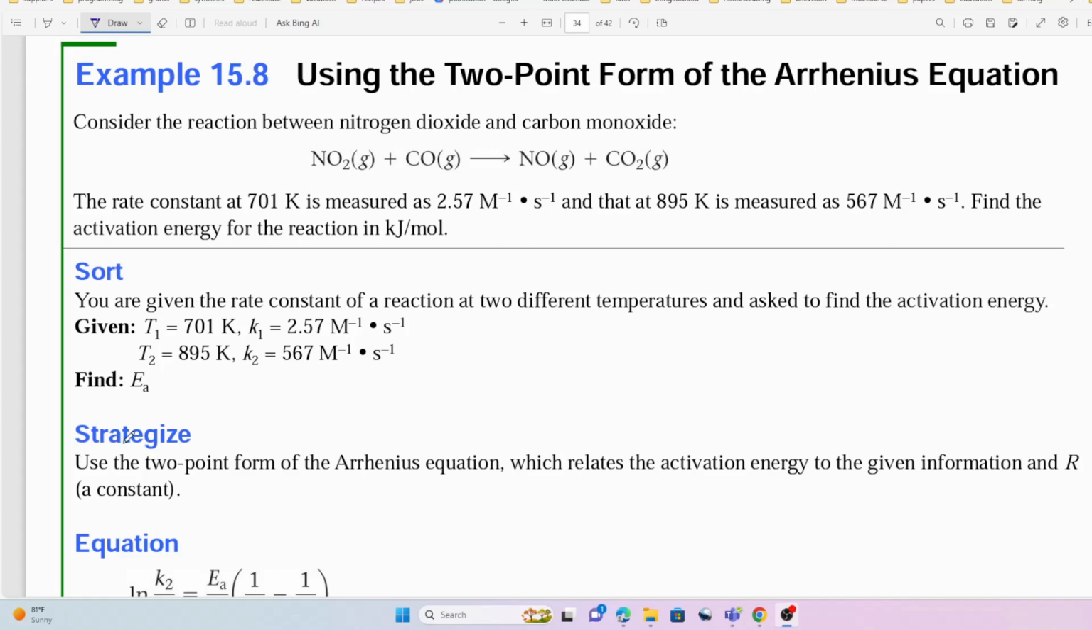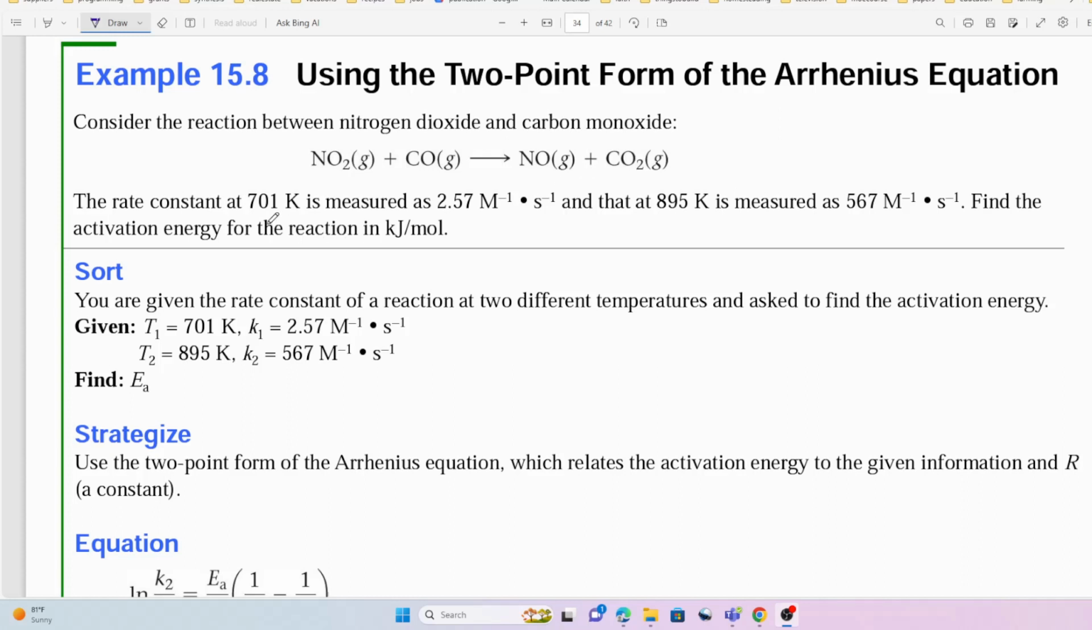Next, we'll examine how the two-point form of the Arrhenius equation can help us find our activation energy. Or, if we know all of the other components, we can solve for what we don't know. Consider the reaction between nitrogen dioxide and carbon monoxide. NO2 plus CO yields NO plus CO2.